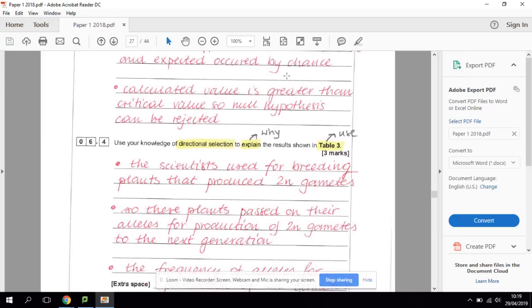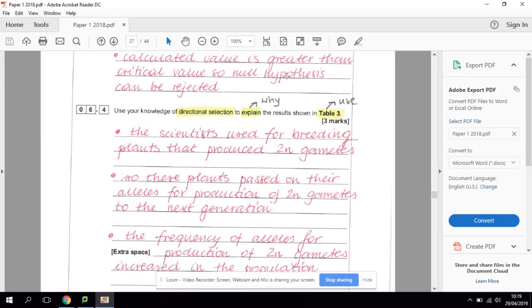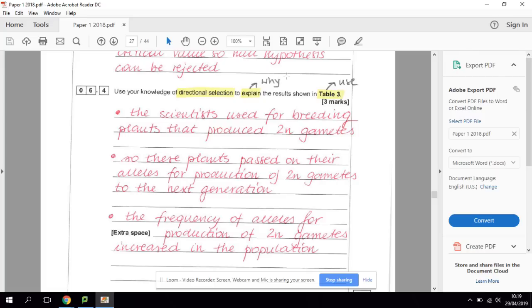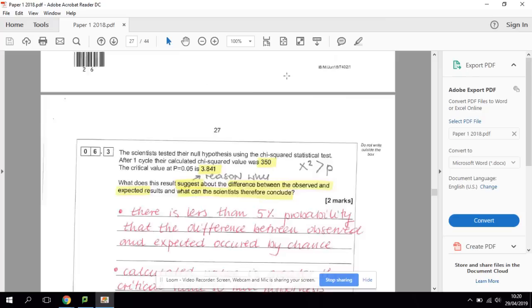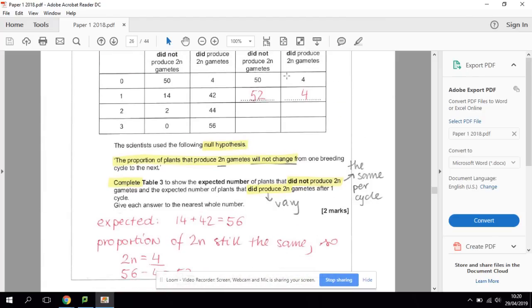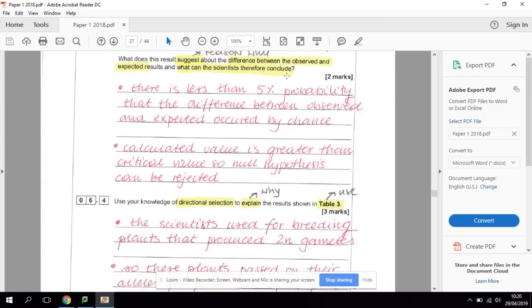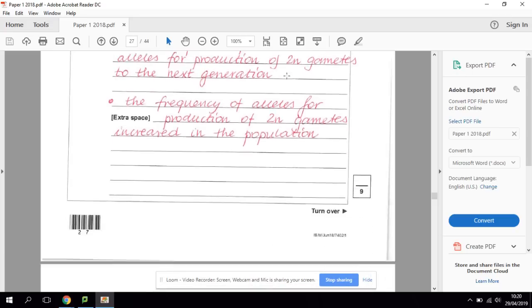Right. So using your knowledge of directional selection, explain why the results are shown in table 3. Okay, so what we've seen in table 3 is that the scientists used for breeding plants that produce diploid gametes. So those plants pass on the alleles for production of diploid gametes to the next generation. So the frequency of the alleles for production of diploid gametes increased in the population. So this is what we can conclude about the directional selection.